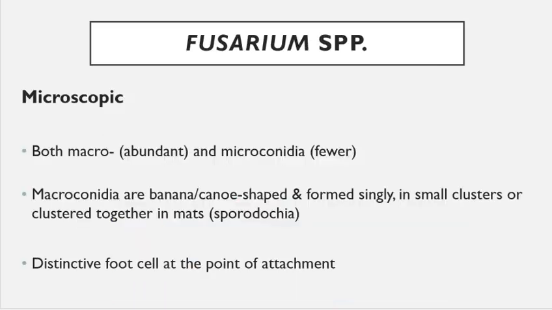The next species is Fusarium. For microscopic observation for conidia, macroconidia are going to be more abundant and microconidia are going to be fewer. Macroconidia are banana or canoe shaped and are formed singly, in small clusters, or clustered together in mats. There's a distinctive foot cell at the bottom of attachment.